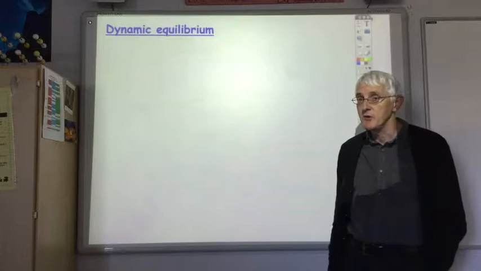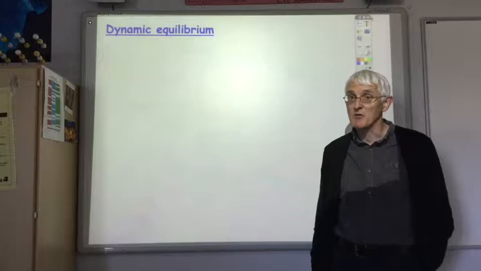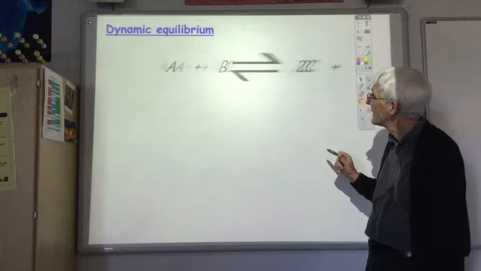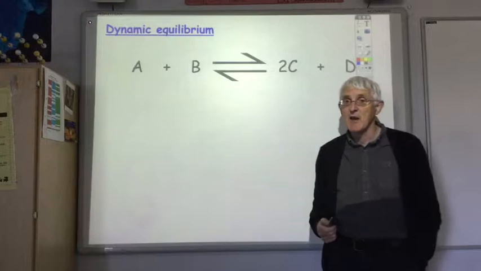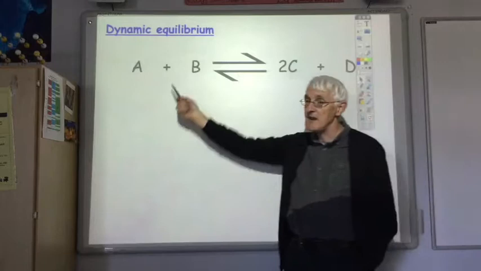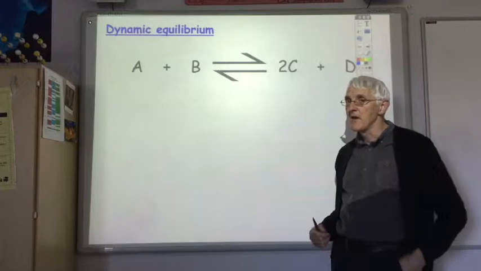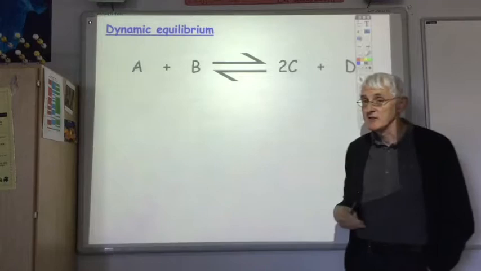During the Higher course, you were introduced to the concept of equilibrium, or as it's more properly called, dynamic equilibrium. In this example here, the reactants A and B are reacting to produce 2 moles of C and D. But at the same time, C and D are reacting together to produce A and B. At equilibrium, or dynamic equilibrium, the rate of the forward reaction is equal to the rate of the reverse reaction, so that the concentration of the reactants and the products are no longer changing.